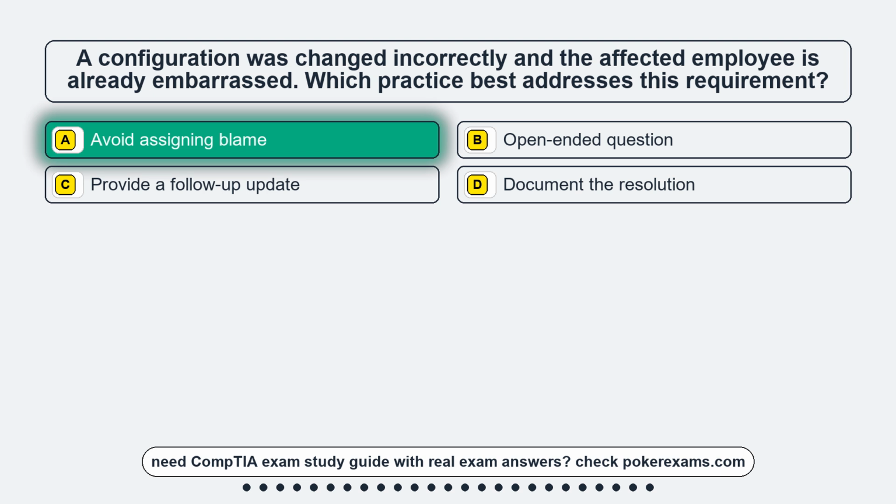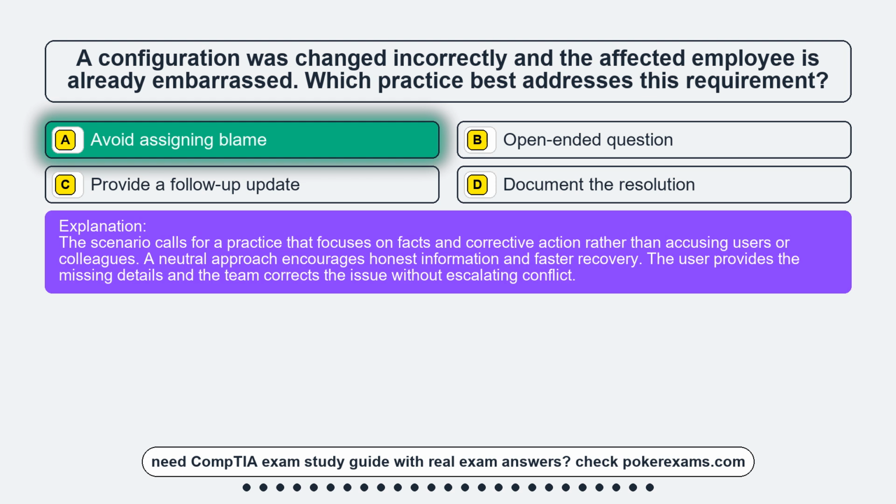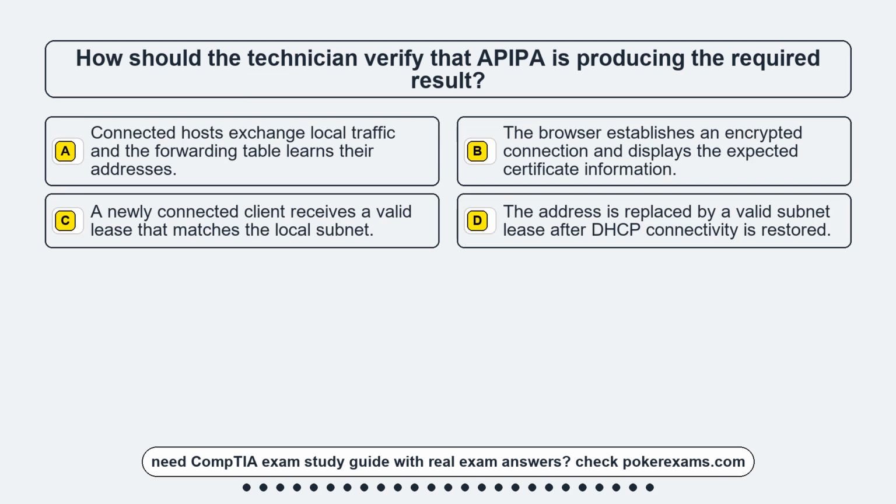Avoid assigning blame. The scenario calls for a practice that focuses on facts and corrective action rather than accusing users or colleagues. A neutral approach encourages honest information and faster recovery. The user provides the missing details and the team corrects the issue without escalating conflict. Question 16. How should the technician verify that a PIPA is producing the required result?